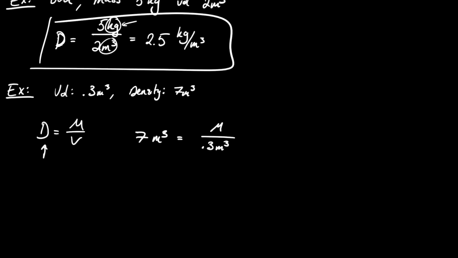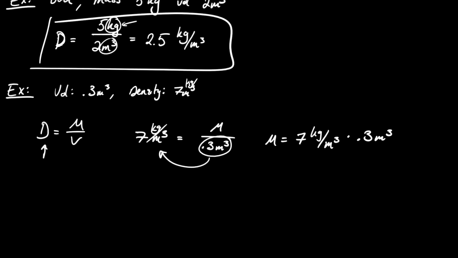Oops, sorry, did I say density is 7 meters cubed? I meant to say kilogram per meter cubed. Sorry. Okay, so we can multiply the 0.3 meters cubed over onto the left side. Basically, we're multiplying both sides of the equation by 0.3 meters cubed. So we have mass is 7 kilograms per meter cubed times 0.3 meters cubed.